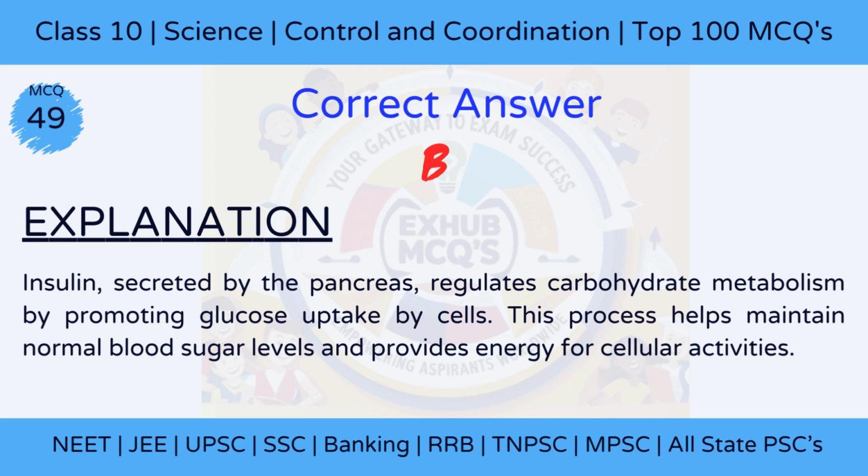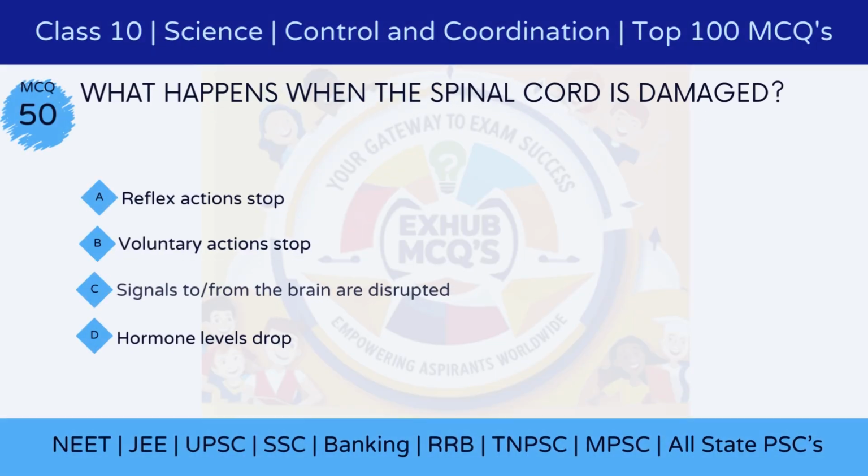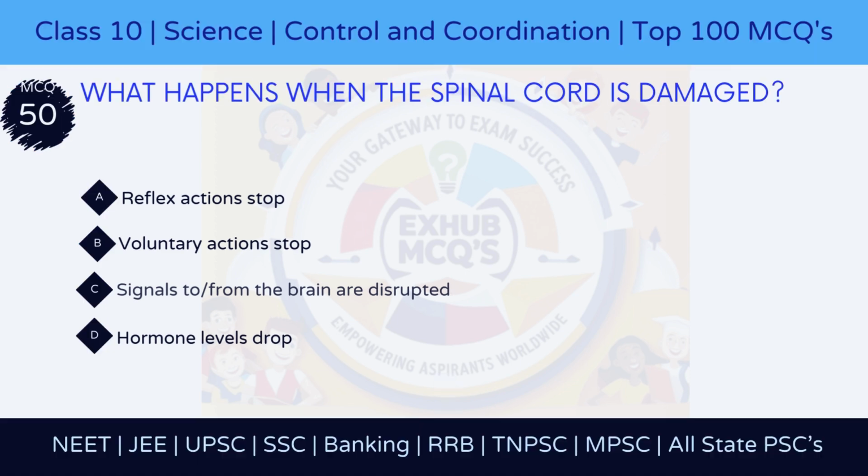MCQ 50. What happens when the spinal cord is damaged? Option A, reflex actions stop. Option B, voluntary actions stop. Option C, signals from the brain are disrupted. Option D, hormone levels drop.